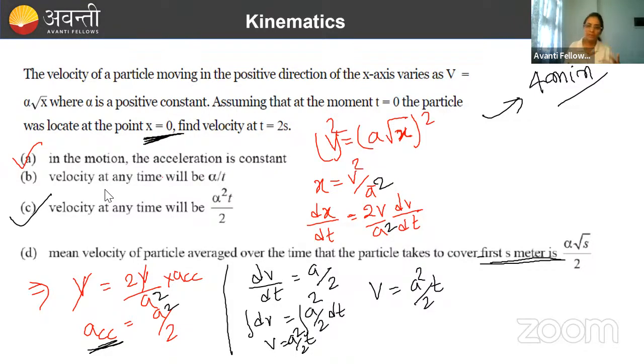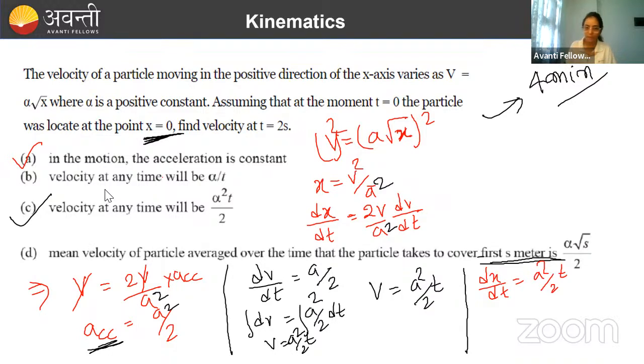So again, the time we need to calculate here: how much time it will take to cover the first s meters? Again, here first calculate the time, for which you have to calculate the average velocity. So v is written as this. It can be written as dx by dt equal to a square by 2t.